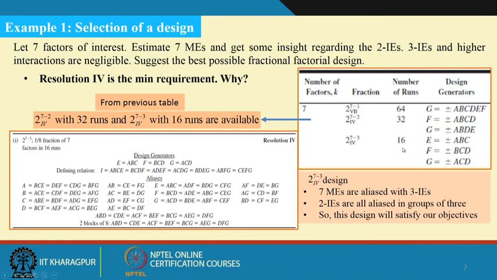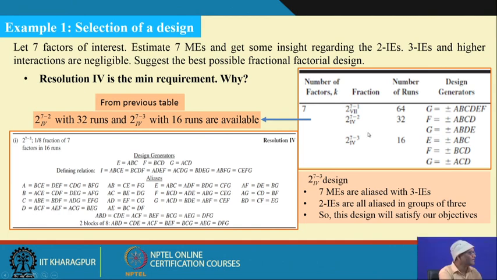Will 16 runs be sufficient? The less number of runs is always better from the experiment point of view. Will 7 minus 3 resolution 4 give us the minimum requirement? Let us see this. If you go by the 7 minus 3 design, then E, F, G are the generators, and there are 1, 2, 3, 4, 7 defining relations.